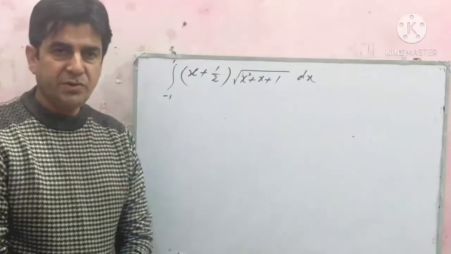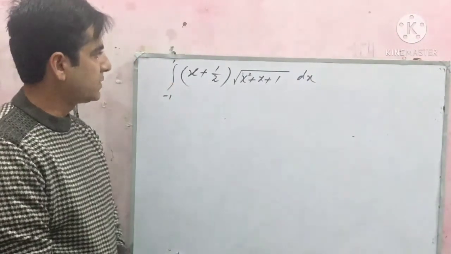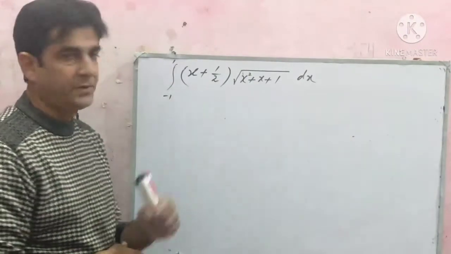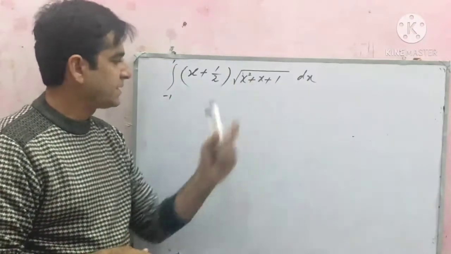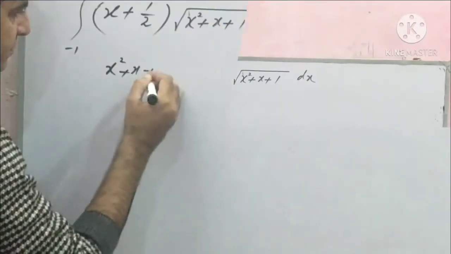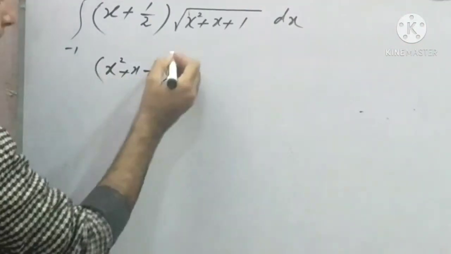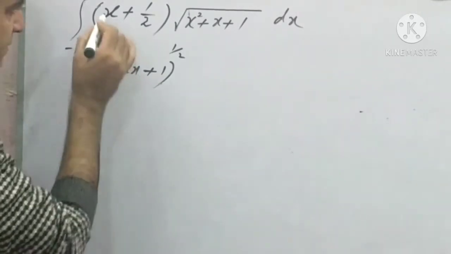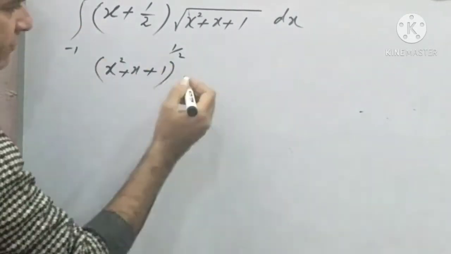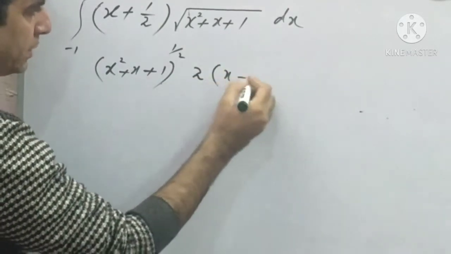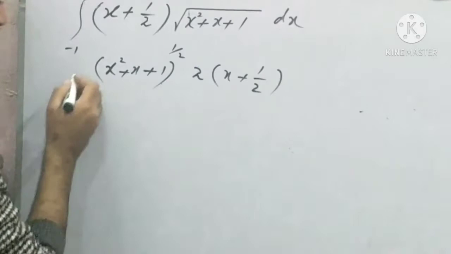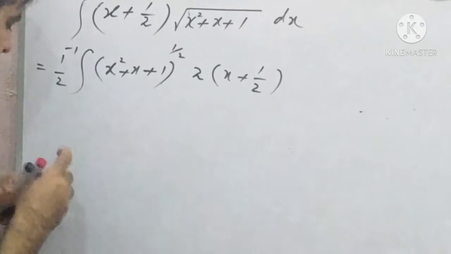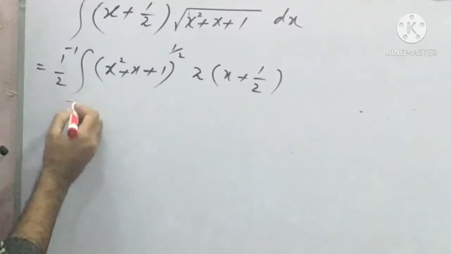So here guys, the last question of today's lecture, x plus 1 by 2, x square plus x plus 1. You certainly know that. What is the function? x square plus x plus 1 is the function, raised to power 1 by 2 here. And its differential will be x square 2x and x 1, 2x plus 1. Here, x plus 1 by 2. But if we multiply it by 2, then we can get 2x plus 1 easily. Here also we shall put 1 by 2 and our limits are minus 1 and 1.